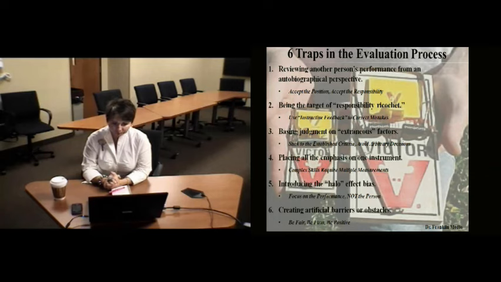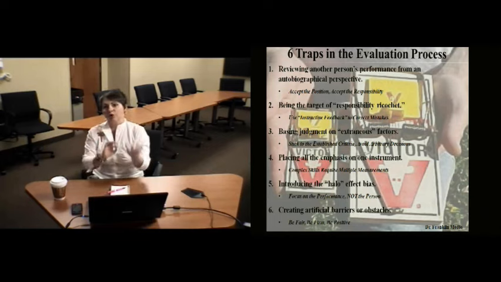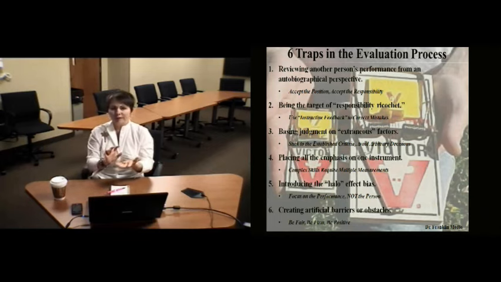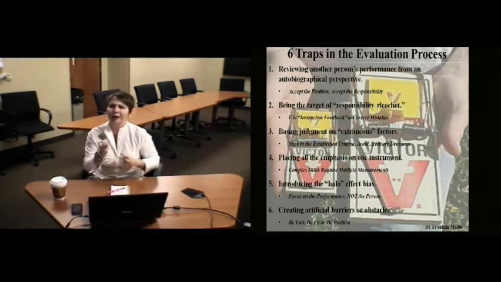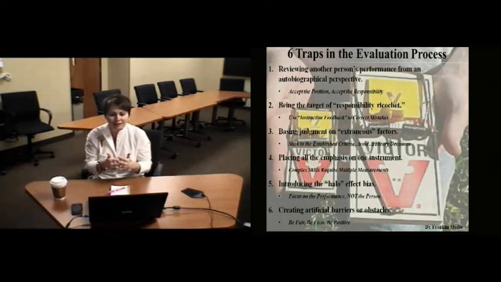Number 2, another trap is being the target of responsibility ricochet. Be sure to give instructive feedback to correct mistakes rather than placing blame. And that responsibility ricochet can actually go both ways. The student can deflect or you can deflect. Remember, evaluation is all about improvement. I want to be a partner in your learning. I'm here to help you do better, not penalize you.